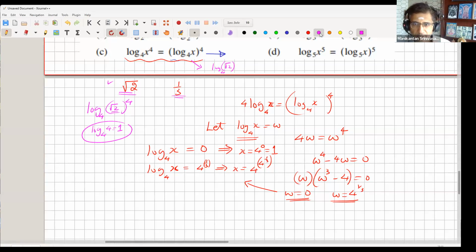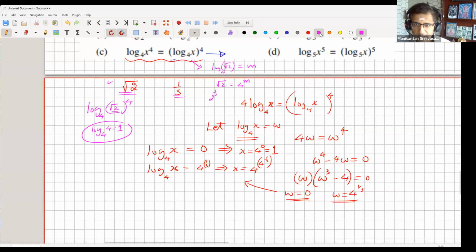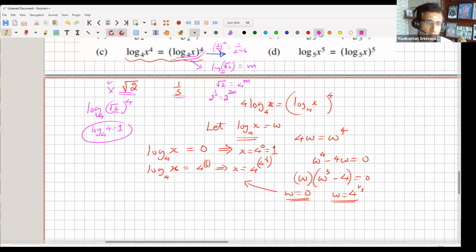How did we say that? Because let's say this is m, then root 2 is 4 to the power m, right? I can write this as 2 to the power half. I can write this as 2 to the power 2, whole power m, which means m is 1/4. And is 1/4 to the power 4 equal to 1? 1/4 to the power 4 is 1 over 256. Whatever it is, it's not equal to 1. So that way I know that Moksha's answer is wrong. I'm just trying to make sure that the answers are right or wrong by verification.